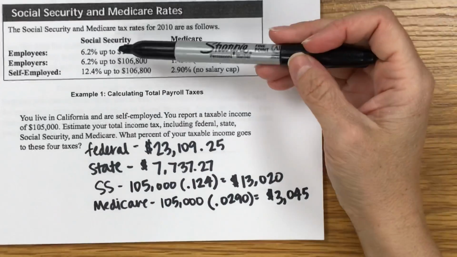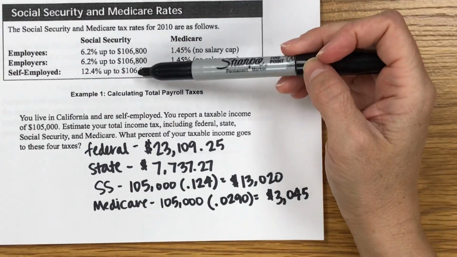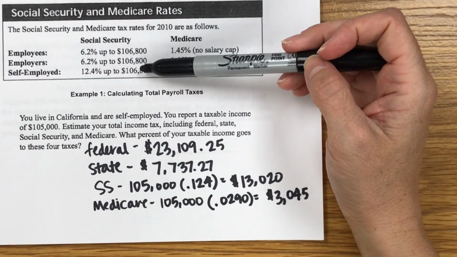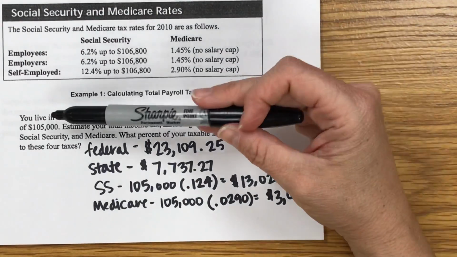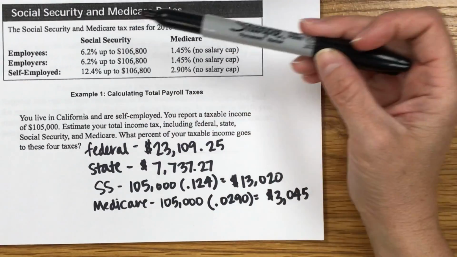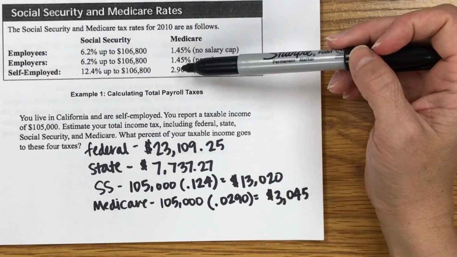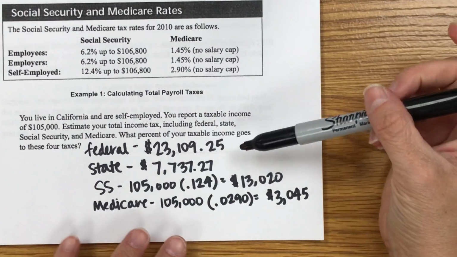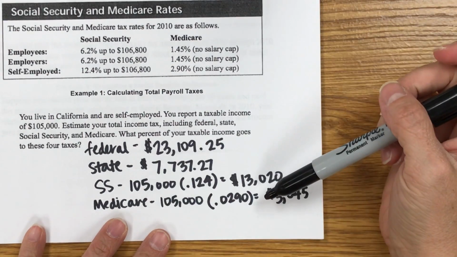So again, federal and state is the graduated tax system from previous sections. Social Security, it just says, you know, if you make more than this, you would just have to pay 12.4% times this, but we don't make more than that, so we took our income times that percent. For Medicare, we just had to take our income times that percent, and we got our 4 different taxed amounts.